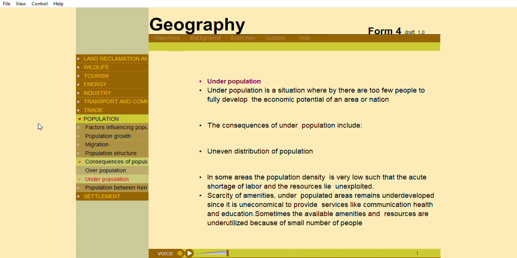Underpopulation. On the other hand, underpopulation is a situation whereby there are too few people to fully develop the economic potential of an area or nation. The consequences of underpopulation include uneven distribution of population. In some areas, the population density is very low, such that there is an acute shortage of labor and the resources lie unexploited.